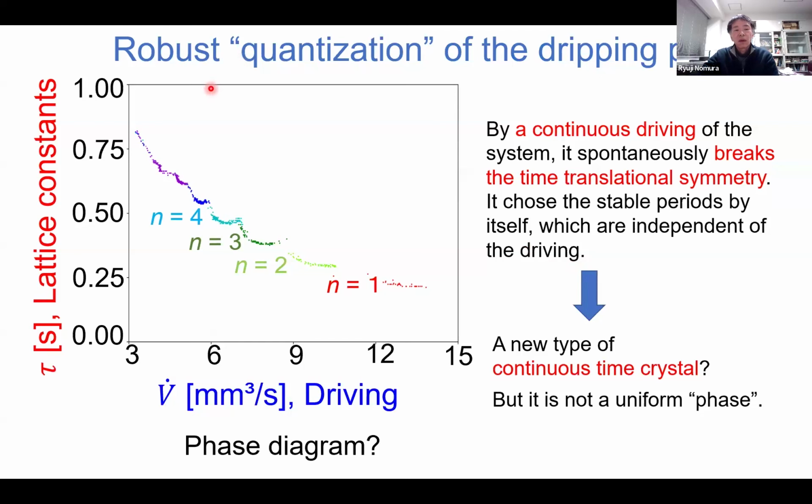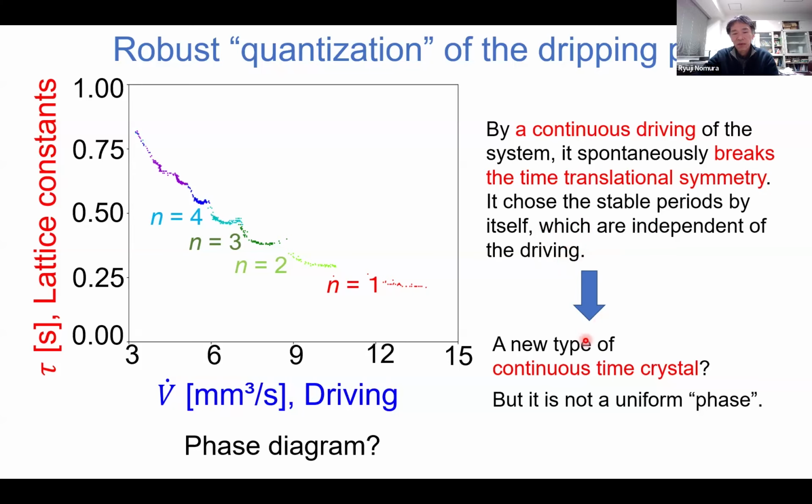Okay, so anyway, we observed the robust quantization of the dripping period for the freely moving droplet edge case. The dripping was induced by the continuous driving, the film flow into the droplet. The system spontaneously breaks the time translation symmetry and chooses the stable dripping period by itself, independent of the driving. Driving means the flow into the cup.